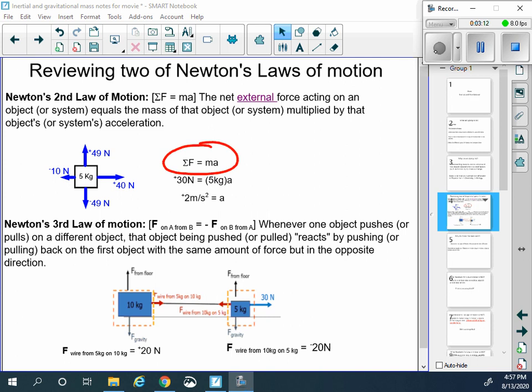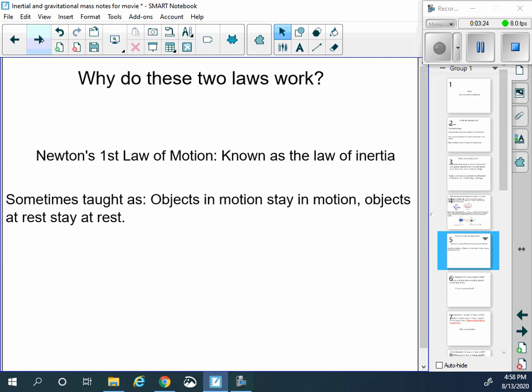And the big question is, why do these laws work? Why do they exist? And why are they the second and third law? And what about the first law? The reason is that these two laws work because of the first law. The first law is often the foundation law that sets the stage for every law that follows after it.